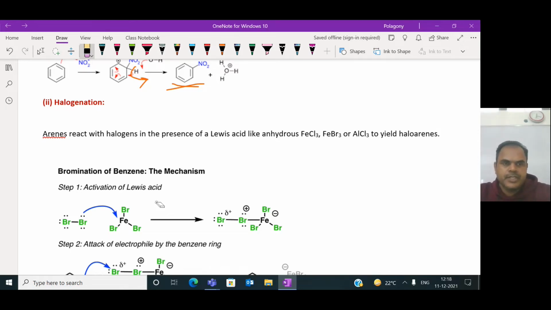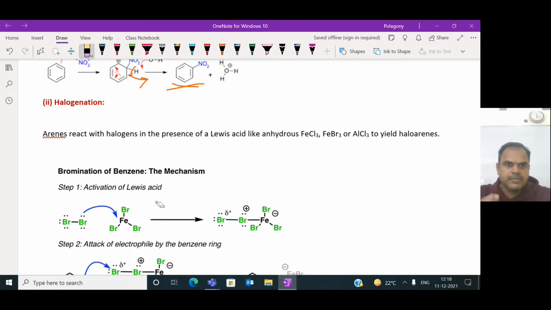So in the previous lecture, I was discussing electrophilic substitution reactions, the nitration of benzene: how benzene reacts with concentrated nitric acid in the presence of sulfuric acid to produce nitrobenzene. In continuation of the electrophilic substitution reactions, there is one more, halogenation also.